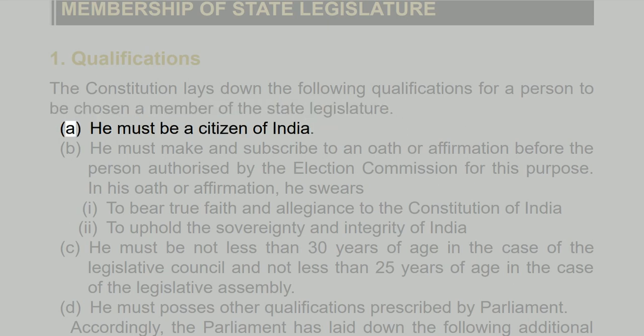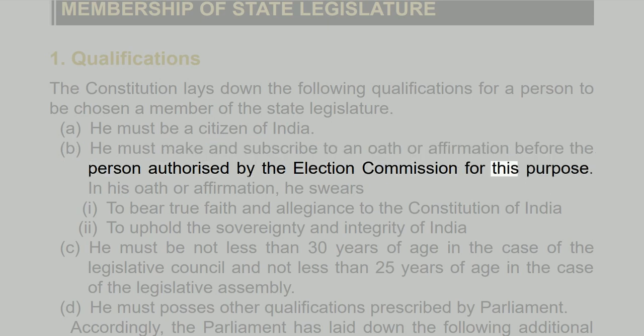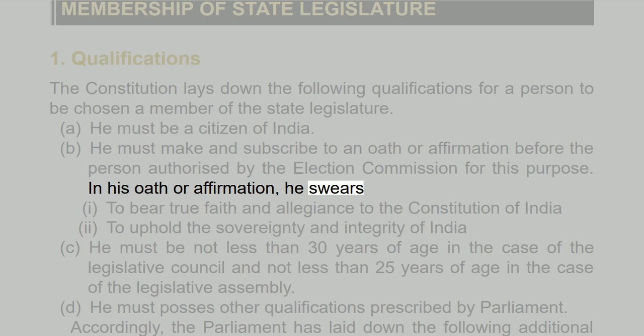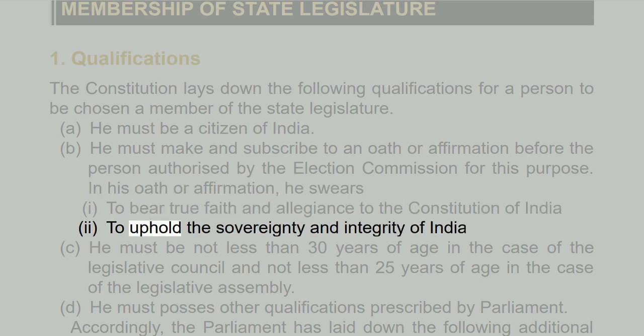The Constitution lays down the following qualifications for a person to be chosen a member of the State Legislature. A. He must be a citizen of India. B. He must make and subscribe to an oath or affirmation before the person authorized by the Election Commission for this purpose. In his oath or affirmation, he swears, 1. To bear true faith and allegiance to the Constitution of India. 2. To uphold the sovereignty and integrity of India.